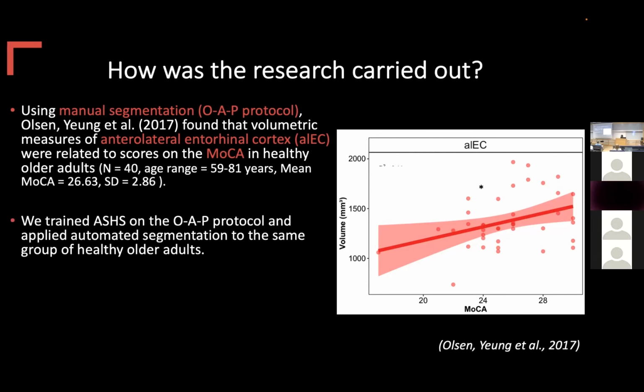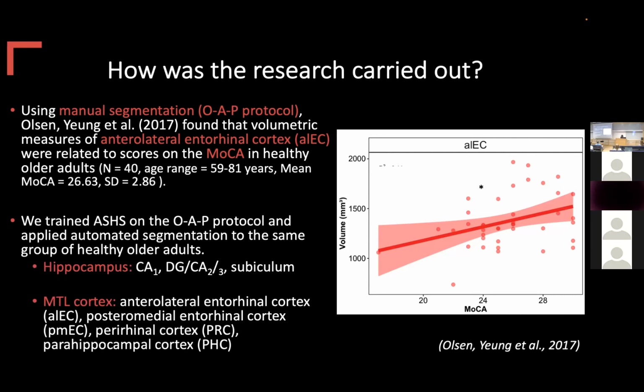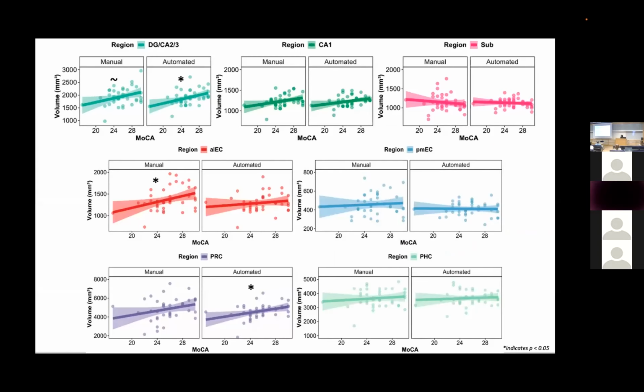And so to assess whether automated methods could produce similar results, we trained ASHES on the OAP protocol and applied automated segmentation to the same group of healthy older adults as in our previous work. So the automated segmentations resulted in 3 subfields of the hippocampus and 4 MTL regions, which included the 2 subregions of the entorhinal cortex as originally defined by Moss, Barron, and colleagues in 2015. So here, just like the figure I showed on the previous slide, I have the relationship between MoCA and volume for each MTL subregion of interest.